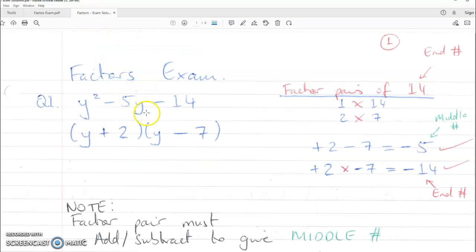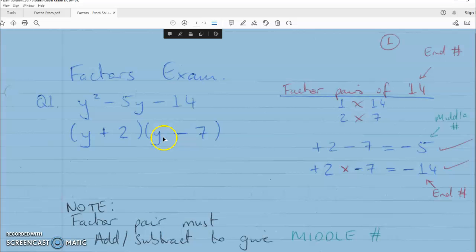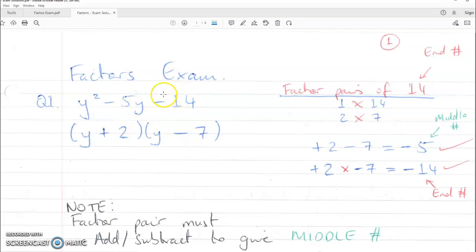So what we need to do here, whether you remember this or not, the y squared is going to be a y at the start of one bracket and a y at the start of the other bracket. Then what you've got to do is look at the end number and get the factor pairs of the end number, which is 1 by 14 and 2 by 7.